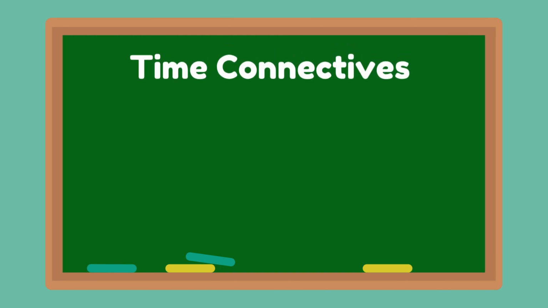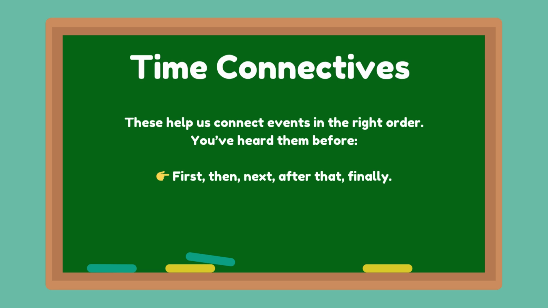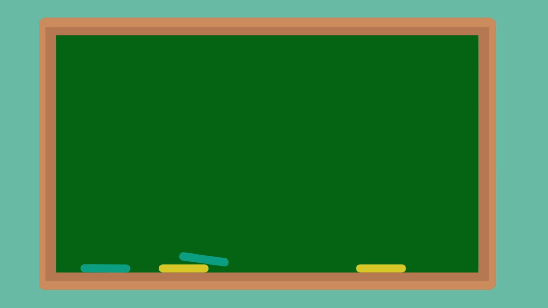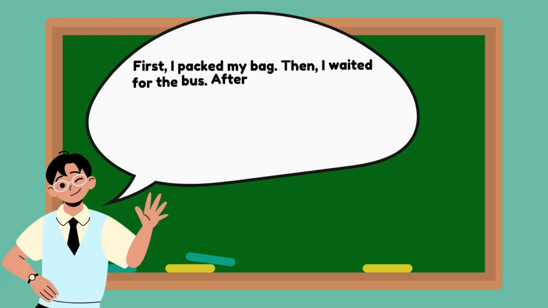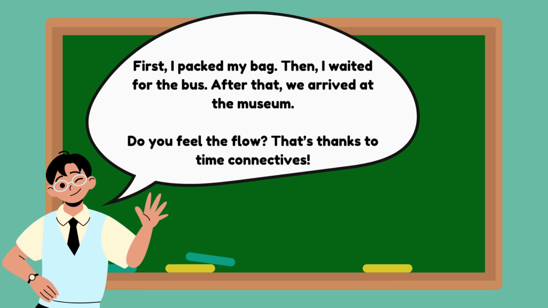Next is time connectives. These help us connect events in the right order. You have heard them before. First, then, next, after that, finally. Let's try using them in a mini story. First, I packed my bag. Then, I waited for the bus. After that, we arrived at the museum. Do you feel the flow? That's thanks to the time connectives.